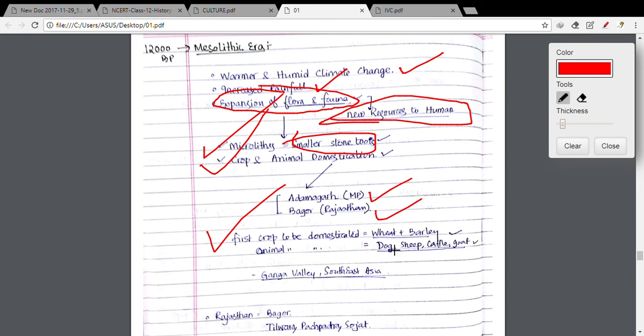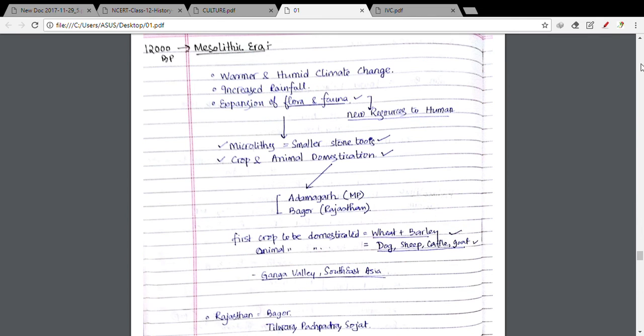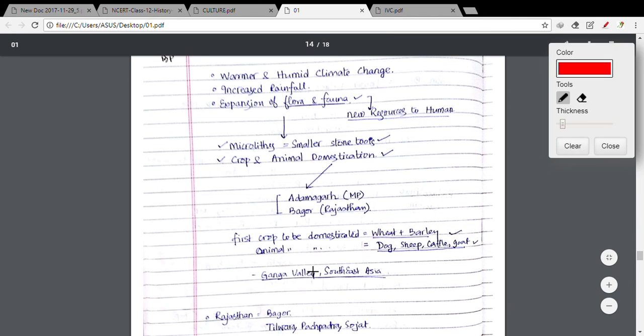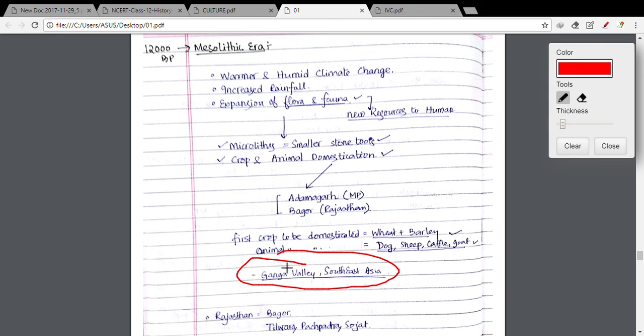First crops to be domesticated were wheat and barley. First animals to be domesticated were dog, sheep, cattle and goat. Examples of Mesolithic era sites are the Ganga Valley and Southeast Asia. Now here is a very important thing. Ganga Valley and Southeast Asia, this region is very famous for rice production. So rice started to get into the food habits of human beings.